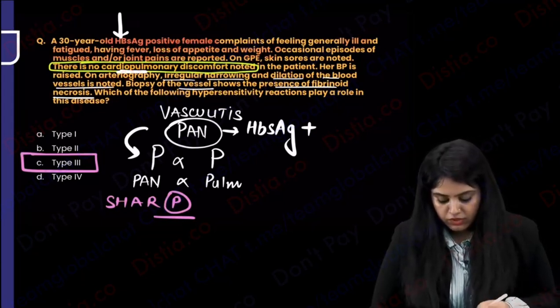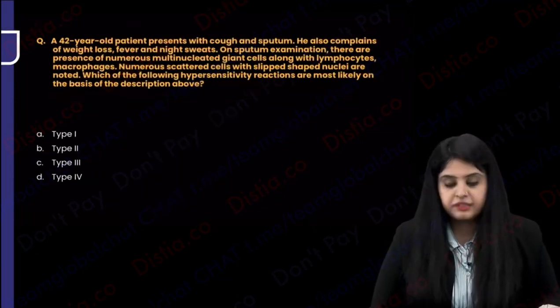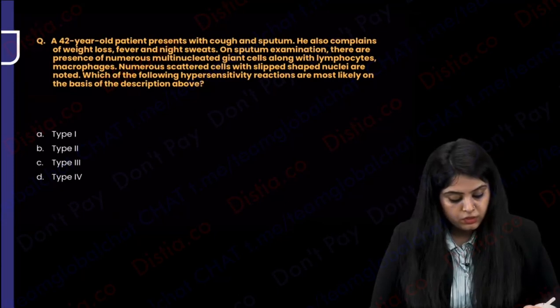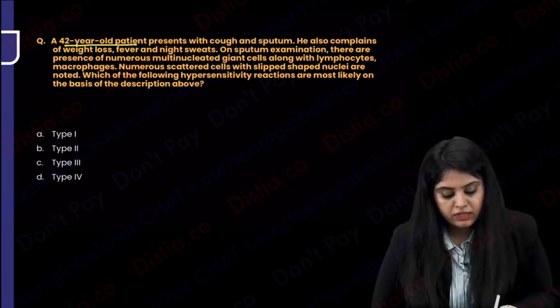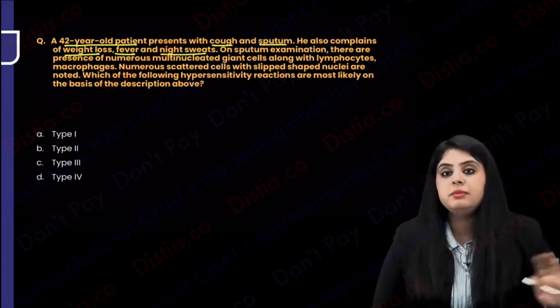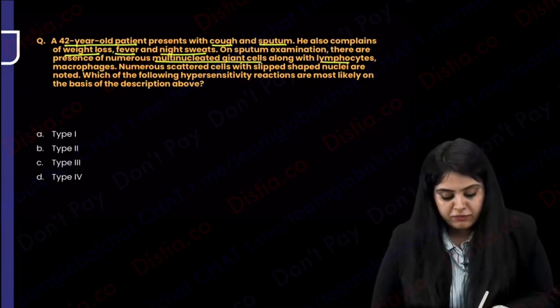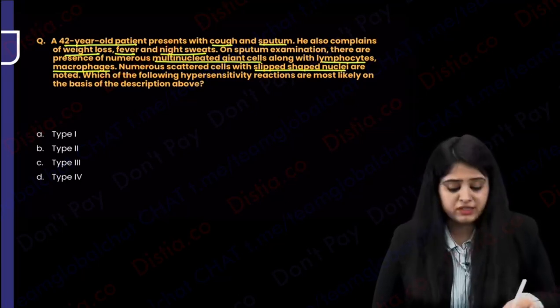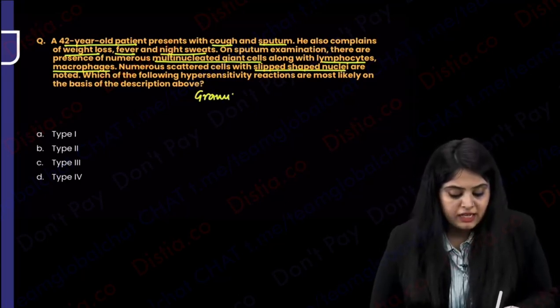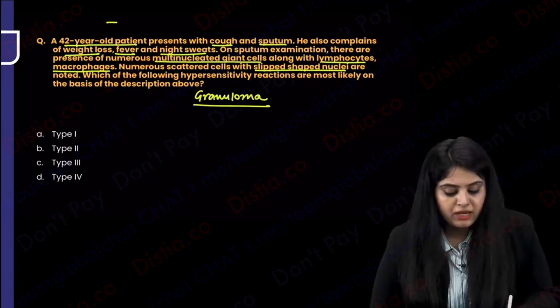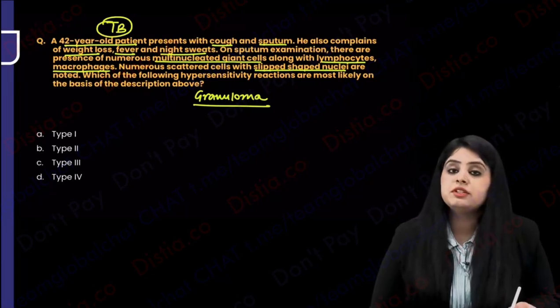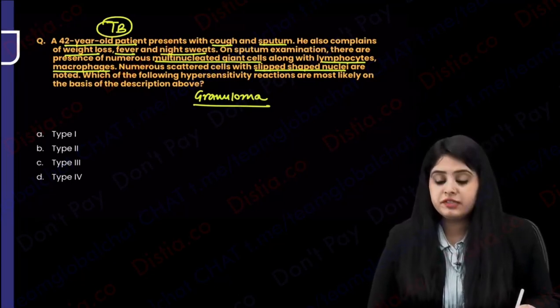Can we do one more question, which will be, I think, advantageous for us? Here you go. There's a 42-year-old patient who's presented with cough, sputum, weight loss, fever, night sweats. Hamari country mein TB diagnosis has been made. On sputum examination, there are multinucleated giant cells with lymphocytes and macrophages. Slipper-shaped nuclei are noted. Come on, this is the classical description of a granuloma, and in our country with this description, I'm certainly thinking of tuberculosis. There's no doubt about it.